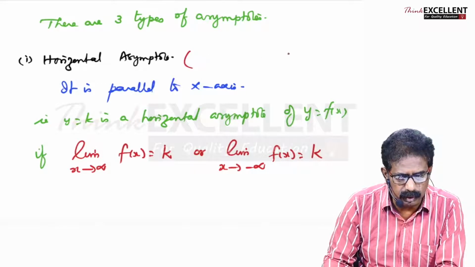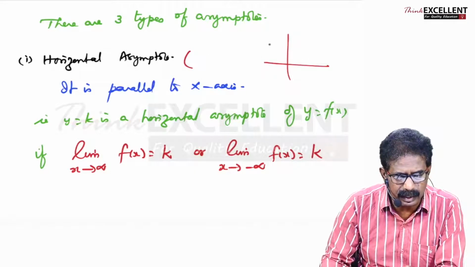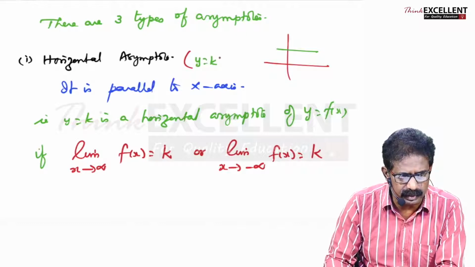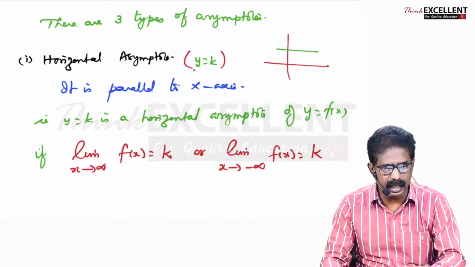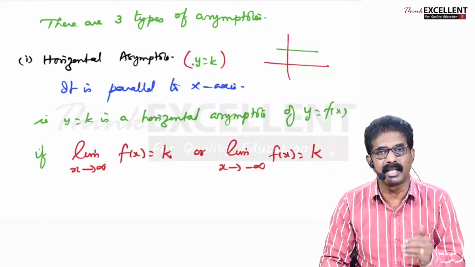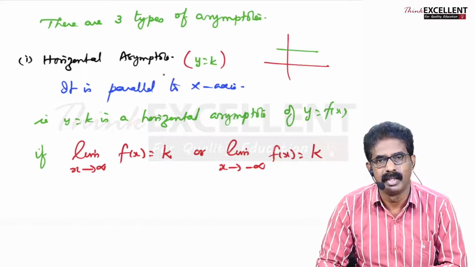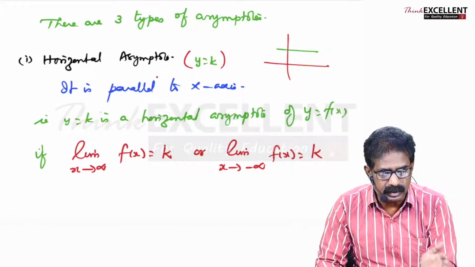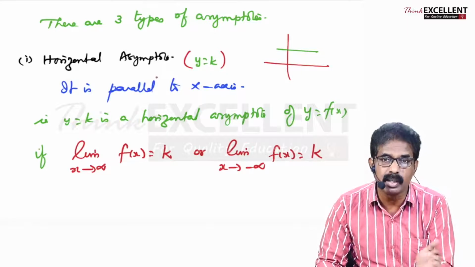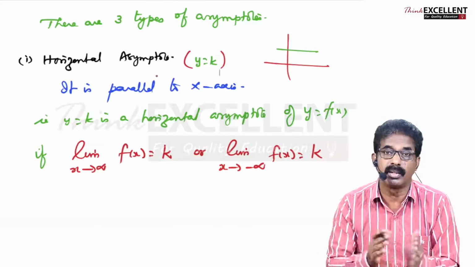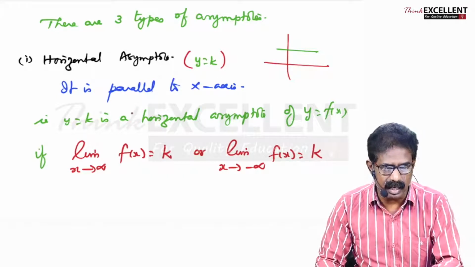So horizontal asymptote means it is parallel to x-axis. Parallel to x-axis means it is y equal to constant, right? Here the constant is k. So y equal to k is said to be the horizontal asymptote if limit x tends to infinity f of x equal to k, or limit x tends to minus infinity. In any one of the cases, the answer must be k. Then you can say y equal to k is the horizontal asymptote.